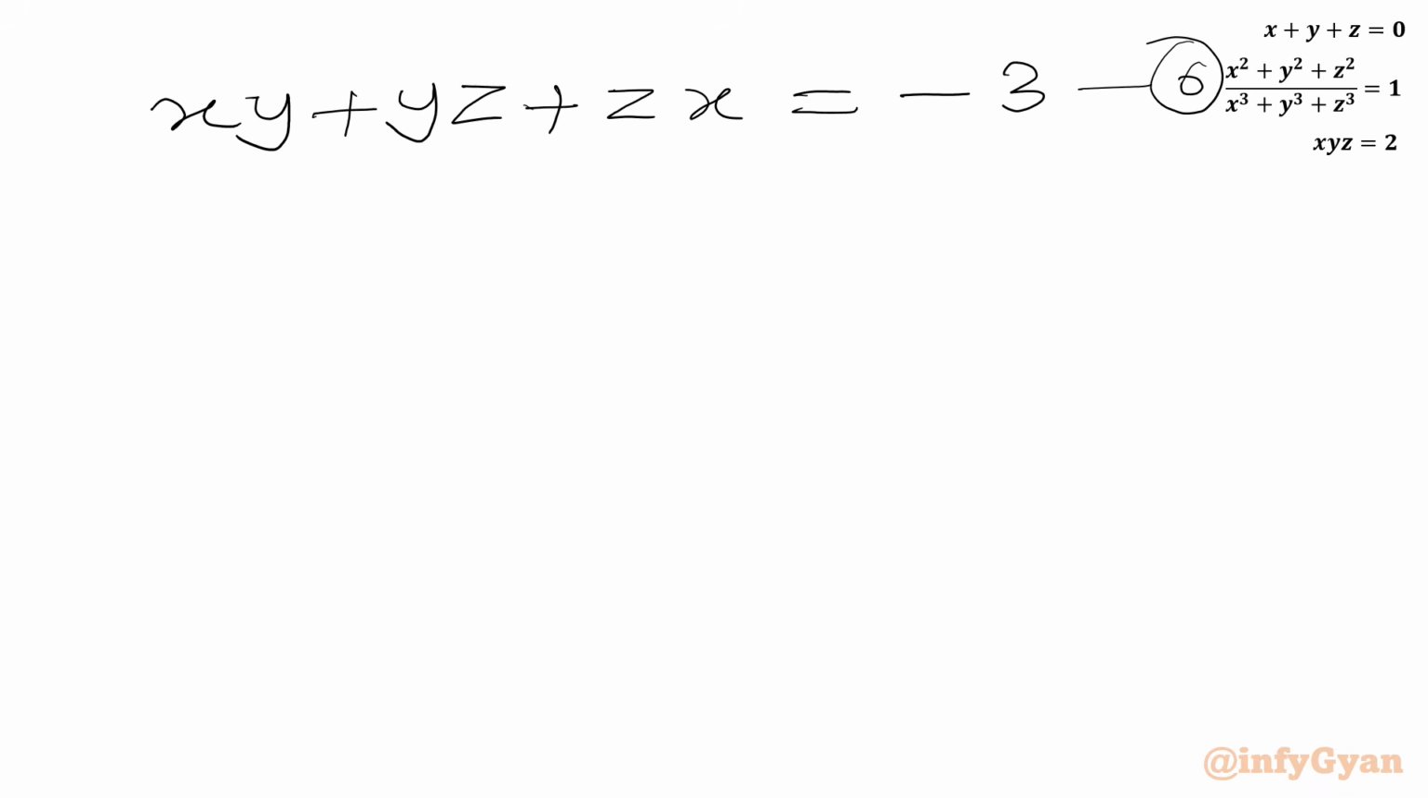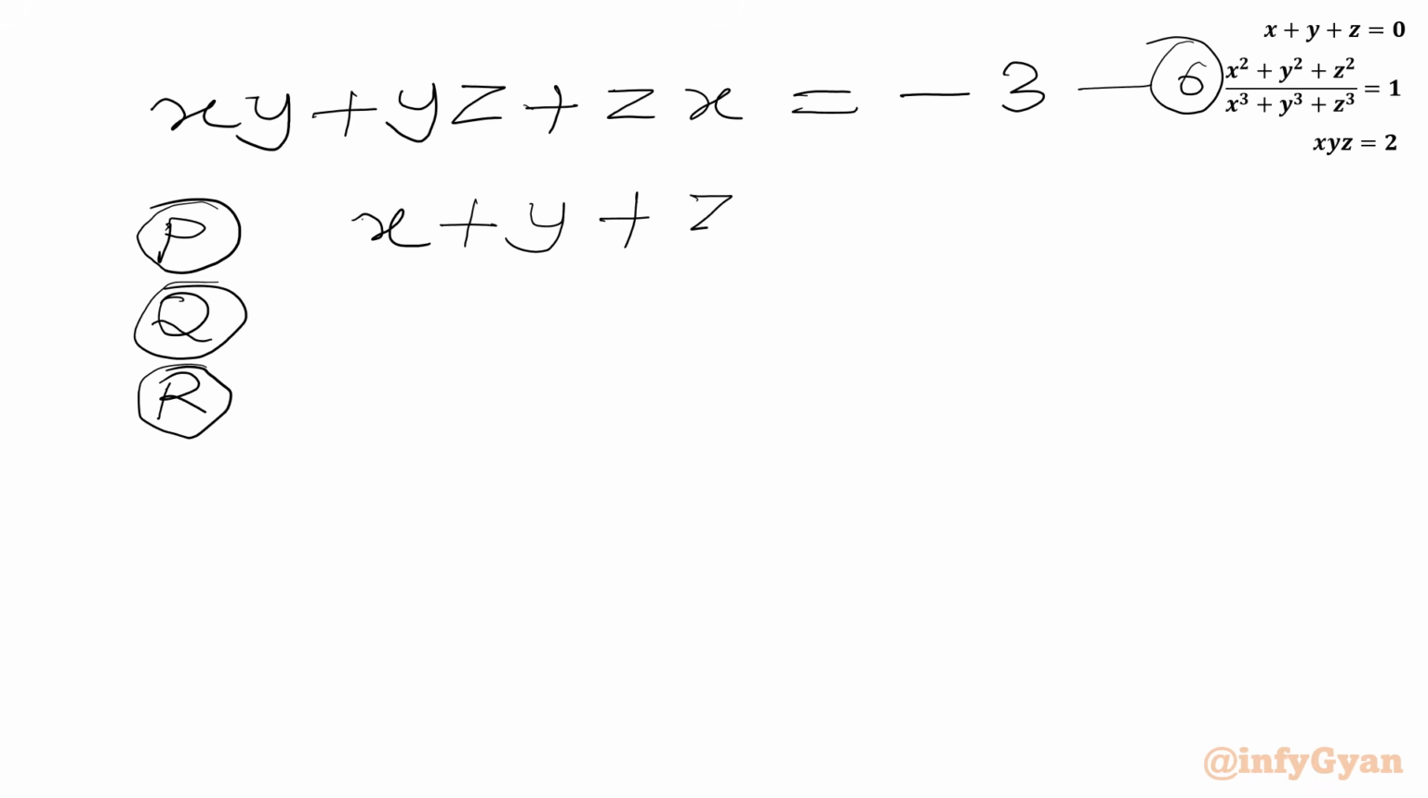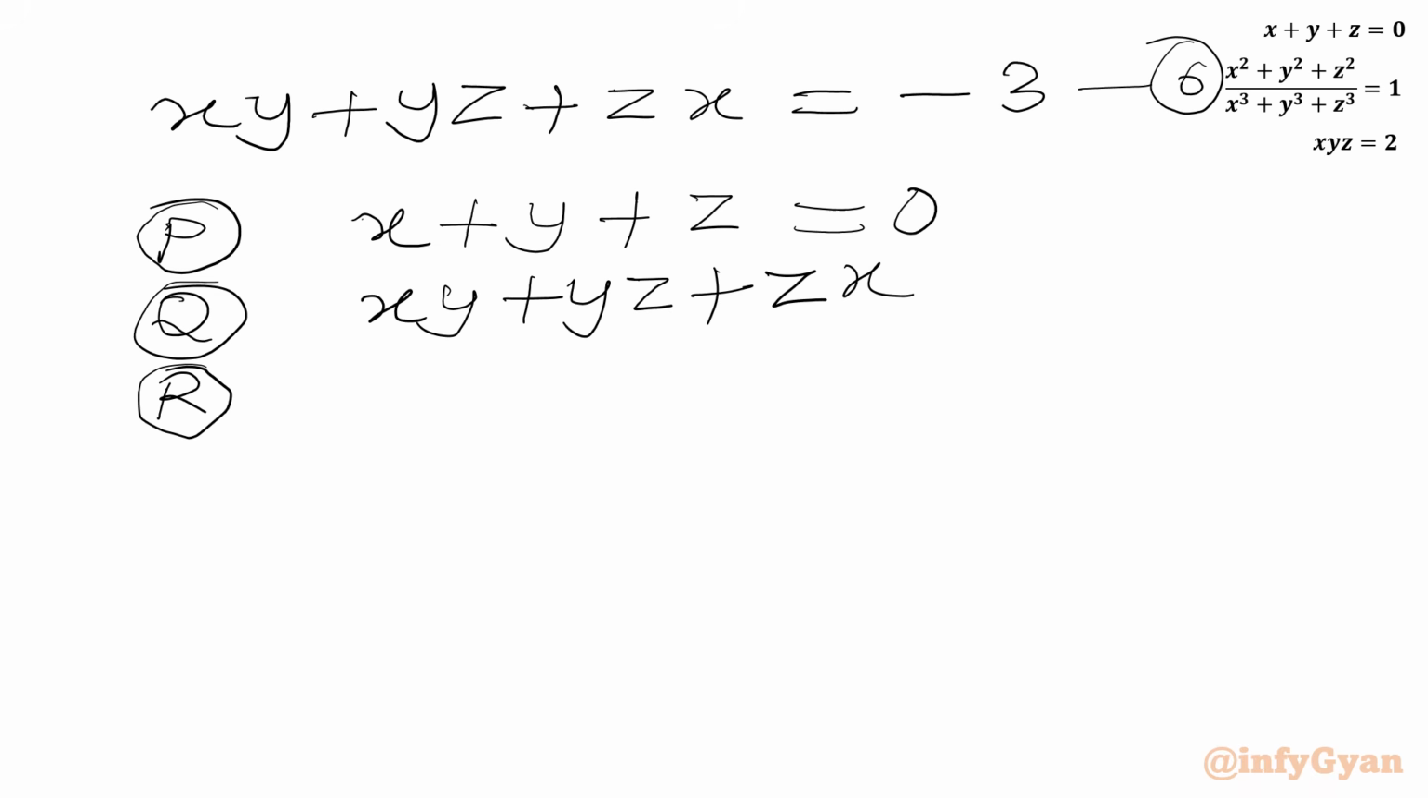Now I will write 3 equations: equation P, equation Q and equation R. Equation P is our first equation, x plus y plus z equal to 0. Equation Q would be xy plus yz plus zx, equation number 6, the sum of roots taken 2 at a time, which is minus 3. And equation R would be our equation 3, xyz equal to 2.